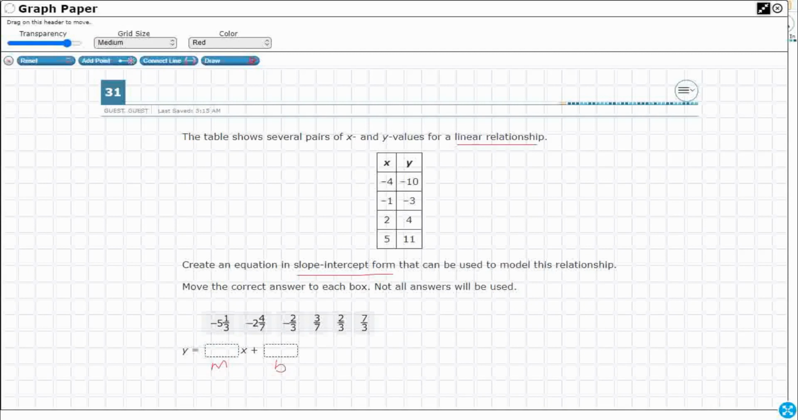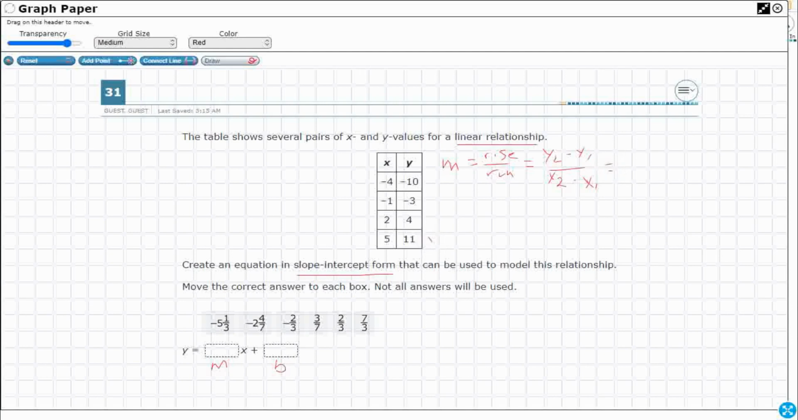Y equals mx plus b, and you know what? Let's find that slope first. So what did we get from our reference materials? It's the rise over run, so that's the change in y over the change in x. And it really doesn't matter which set of x's and which set of y's you use, as long as you find ones that are paired together and use them correctly.